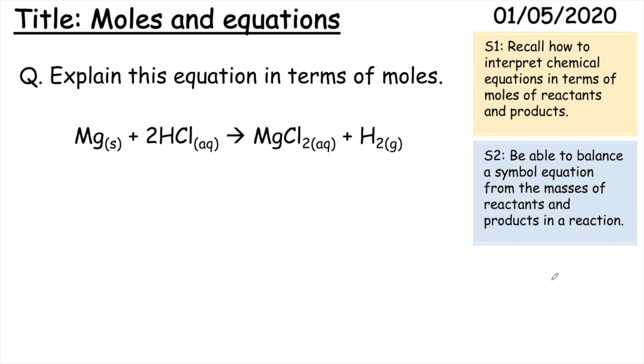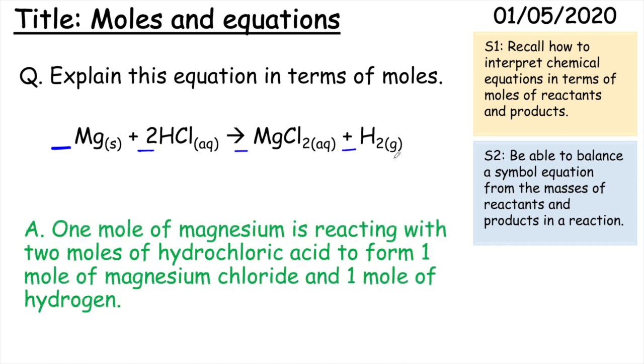The first thing I want you to do is a quick recap. Explain this equation in terms of moles. Just try and put the equation into words. So pause the video, then unpause for the answer. Right guys, hopefully you'll see that there is 1 mole of magnesium because there's no large number at the front. There's 2 moles of hydrochloric acid, and they're reacting together to form 1 mole of magnesium chloride and 1 mole of hydrogen. So here's the answer, check it against yours and see how well you did.